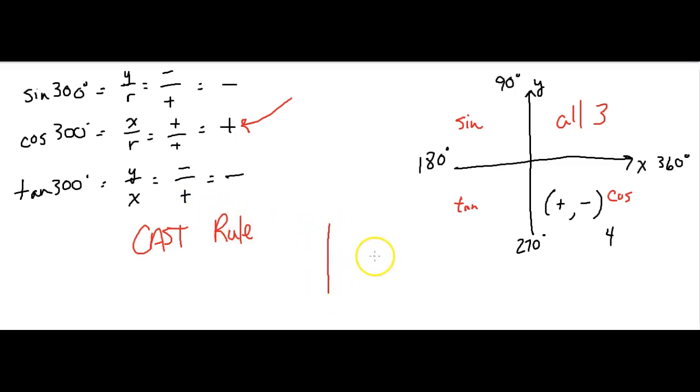So if I plot my xy axis, cosine is positive in quadrant 4. Let's put a C here. All are positive in quadrant 1. Sine is positive in quadrant 2, and tangent is positive in quadrant 3. If you notice, each trigonometric function is positive in 2 quadrants. So thinking about sine, it is positive here and here.